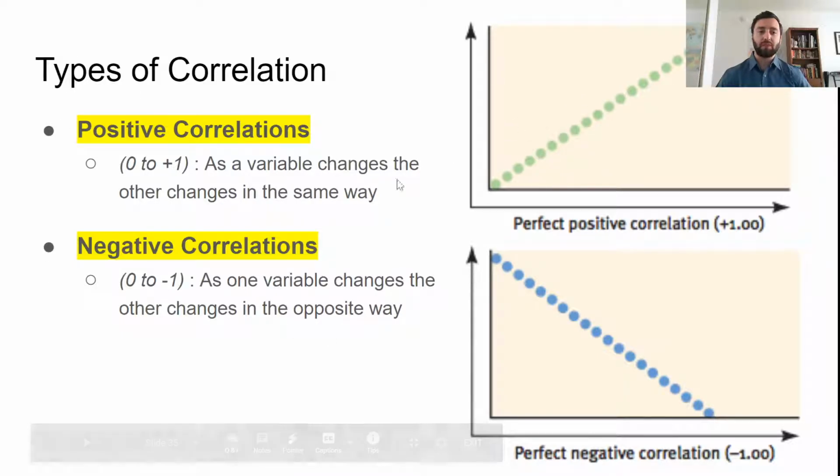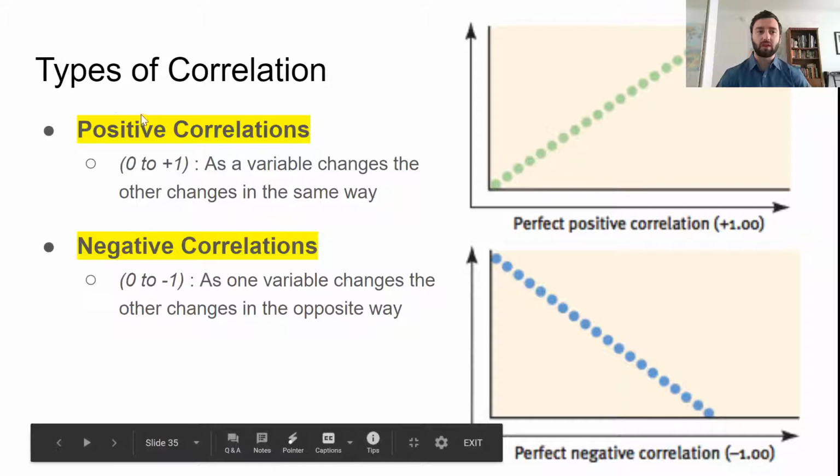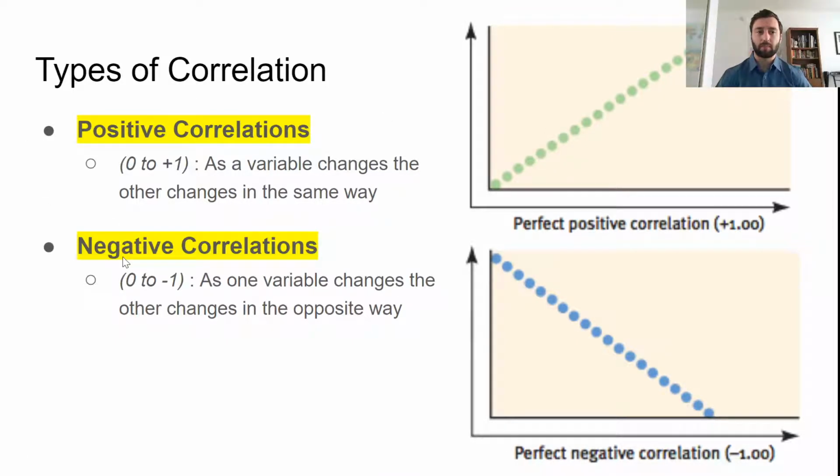In addition to how strong it is in general, we also have positive correlations versus negative correlations, okay? Positive correlations go from 0 to +1, and it's basically showing that they are changing in the same direction. If you think about it as a graph, this is a perfect positive correlation. This is a correlation of +1 right here.